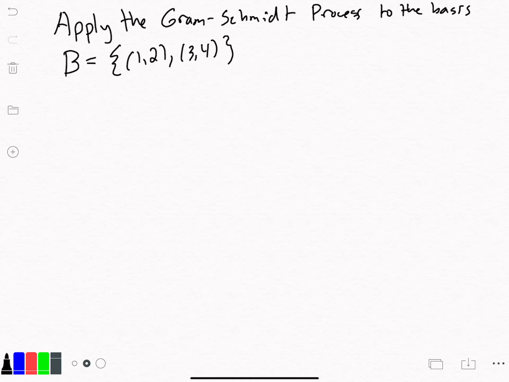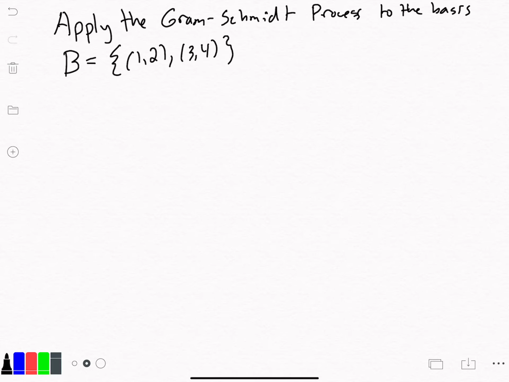Okay, so we're going to do an example of a standard beginning 5.3 problem. The idea is they're going to ask you to apply the Gram-Schmidt process to a given basis. So they have to give you a basis, right? You're supposed to apply it to it. The basis they give you here is not currently an orthonormal basis, but we'd like to make it into an orthonormal basis.